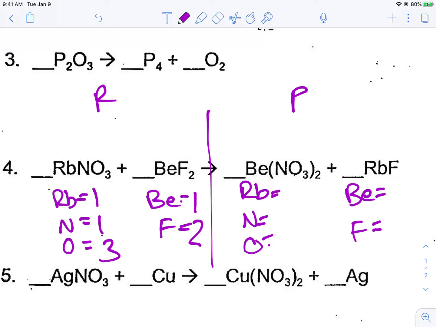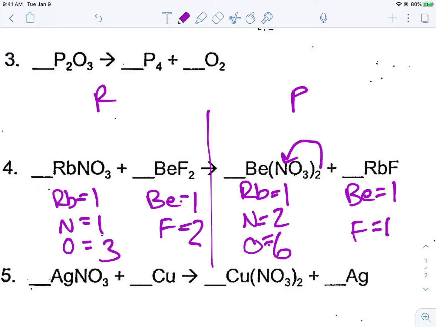And let's start counting. Okay, so I have one rubidium, one nitrogen, three oxygens, one beryllium, and two fluorines. Side two, I have one rubidium, two nitrogens, because you use the distributive property, six oxygens, again same reason, because 2 times 3 O's is 6, and then Be is 1 and F is 1.